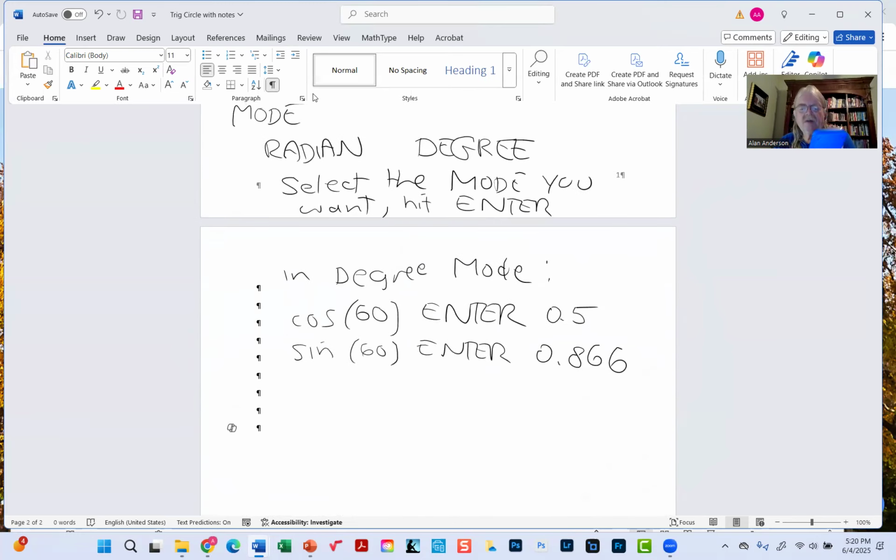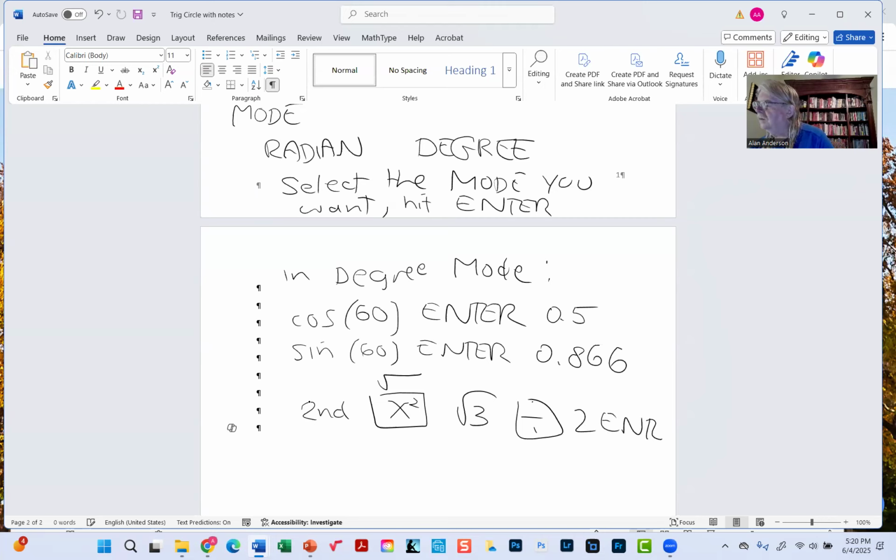So let's try radical 3. So to double check, you can type second. The x squared button has a square root above it. Then you type 3, divided by 2, enter. And yeah, it's 0.866.